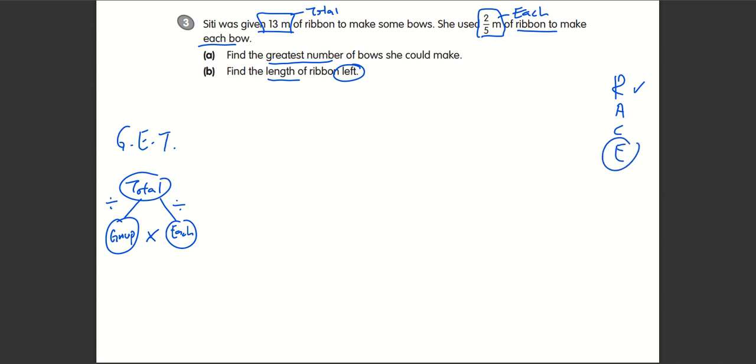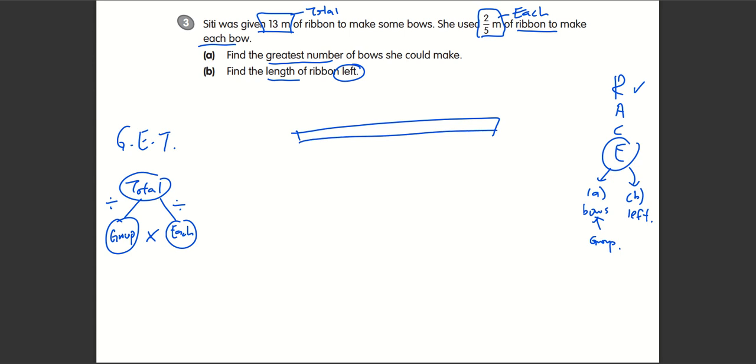So there are two parts of this question. Part A asks for the greatest number of bowls that can be made. The part B asks for what's left. So both talks about the group. What does it exactly mean? It means that there's all the ribbon, the total of the ribbon, and that's 13 meters. I'm going to cut pieces out. So each piece is 2/5 meter.